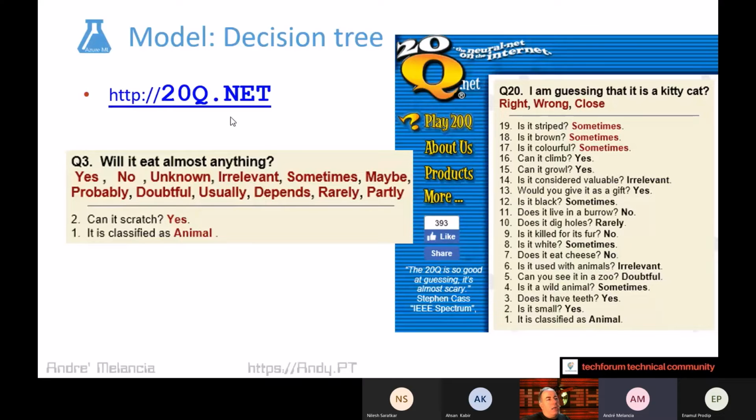So the answers here are simple things like yes or no, unknown. This will be equivalent to I don't know, so we ignore that question from the point of view of the tree. Irrelevant, that would be a null, so not applicable to us. This is not part of our tree. This is someone else's tree. And then sometimes, maybe, probably, doubtful, usually, depends, rarely, partial.